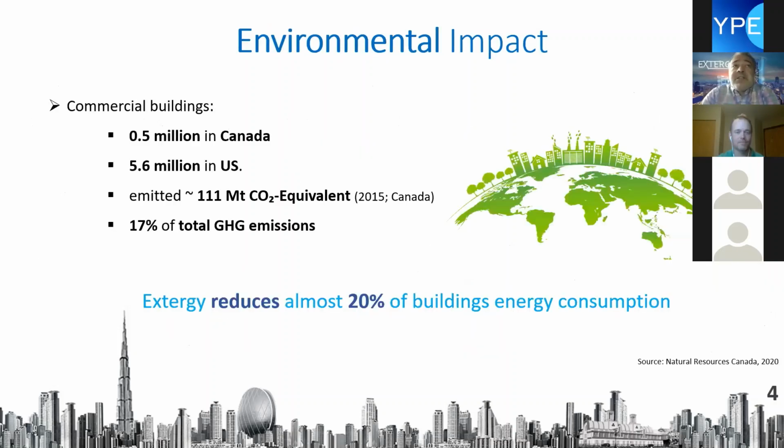In terms of the environmental impact, for commercial buildings, we have around 500,000 in Canada and more than 5 million in the US. Only in Canada in 2015, they emitted more than 100 million tons of equivalent CO2, which is a huge number. This is 17% of the total greenhouse gas emissions in Canada. So based on the results we show and publish, we can reduce up to 20% of the energy consumption, which is going to be a huge number in terms of the total GHG emissions.